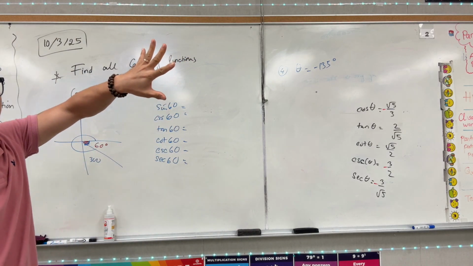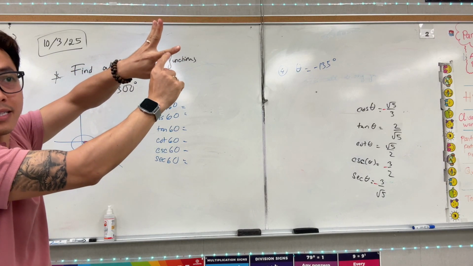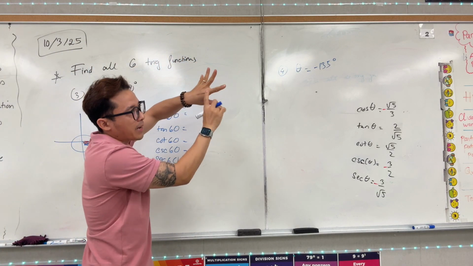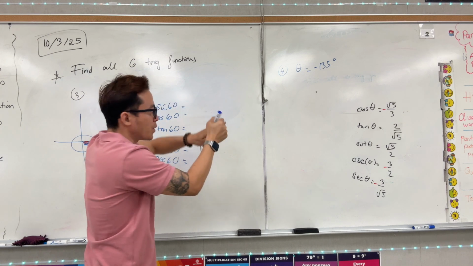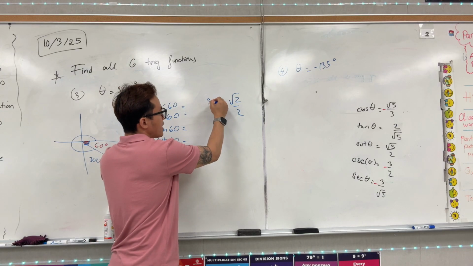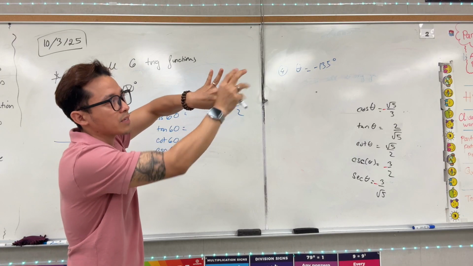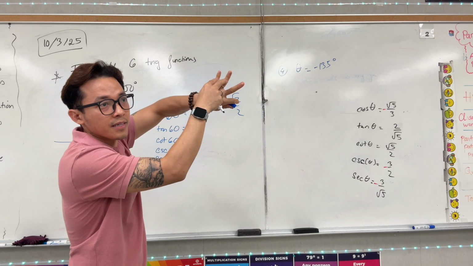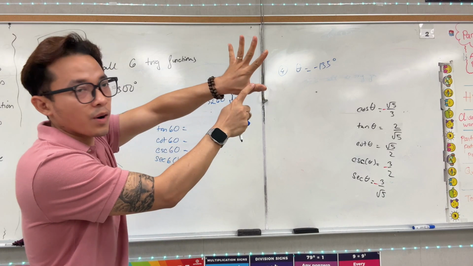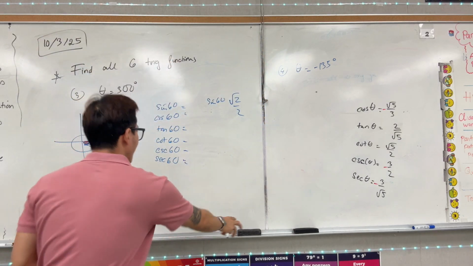Which finger is that? Middle finger, right? This one is going to be the sine, and this one the cosine. If you cover this, how many fingers do you have left on the bottom? 2. So that's square root of 2 over 2. Now, what is the cosine? The cosine is based on how many fingers you have left on the top.